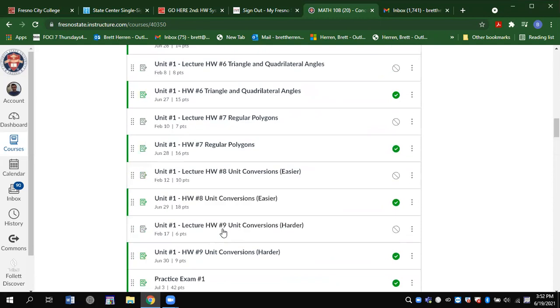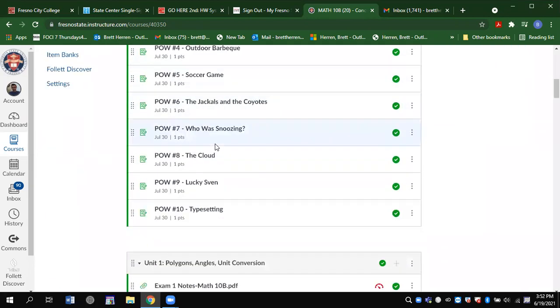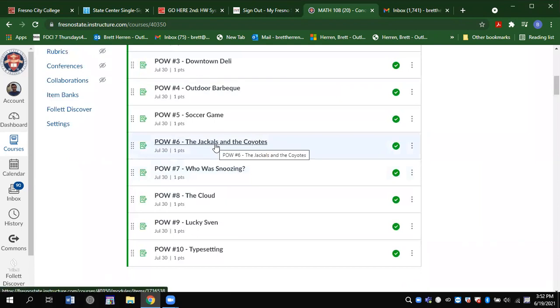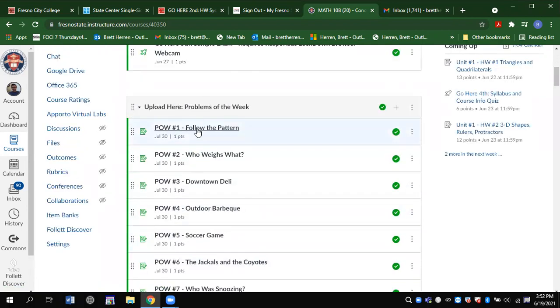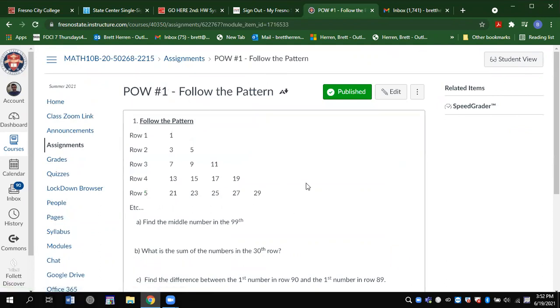So anyway, getting back to the problems of the week module, they're right here. There's 10 of them, but you only have to do 5, any 5 you want during the semester to get full credit. So let's click on one of them. Here's problem of the week number 1. These are more challenging problems. These are much harder than the normal homework problems, and you can turn them in several times until you get it right.